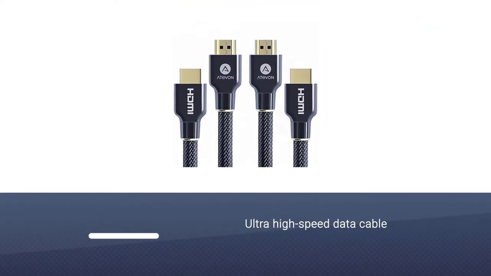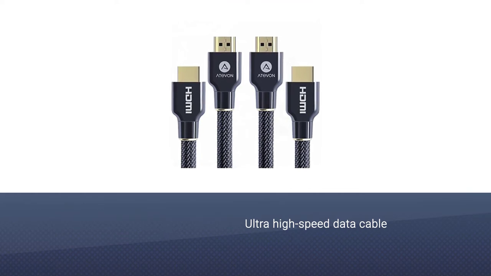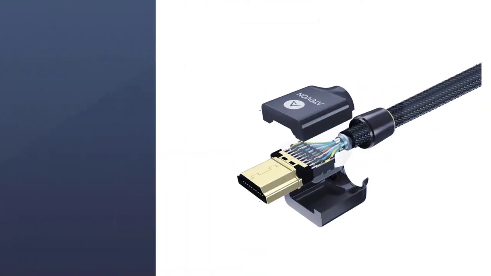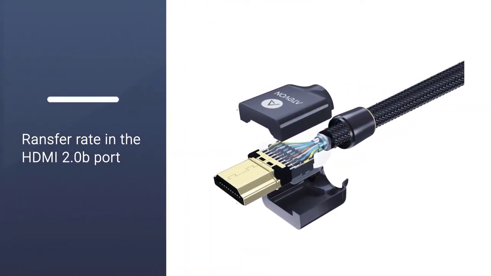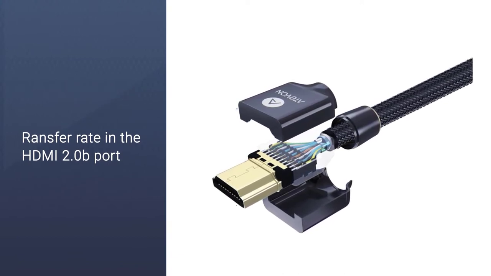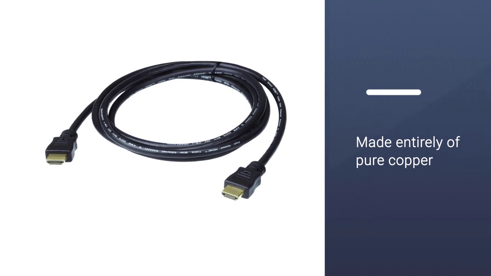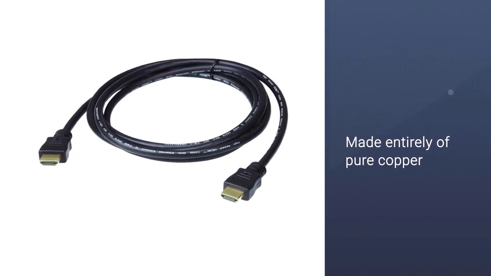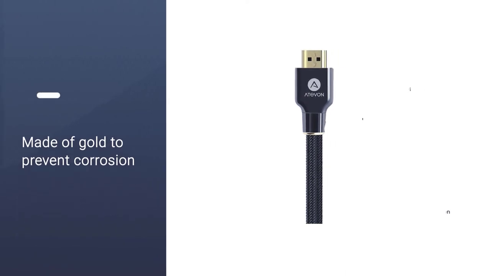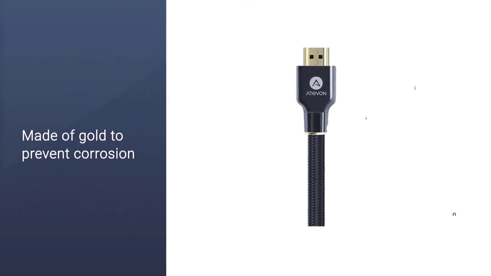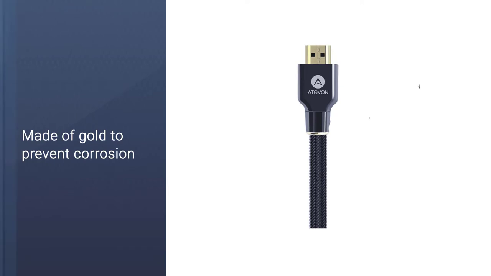It's an ultra-high-speed data cable that supports up to 18 gigabits per second transfer rate in the HDMI 2.0b port, supporting Ultra HD 4K 2160p up to 144Hz QHD 1440p, hot plugging among others. This cable is made entirely of pure copper, and the connectors are made of gold to prevent corrosion, hence leading to high durability and efficiency over the years.